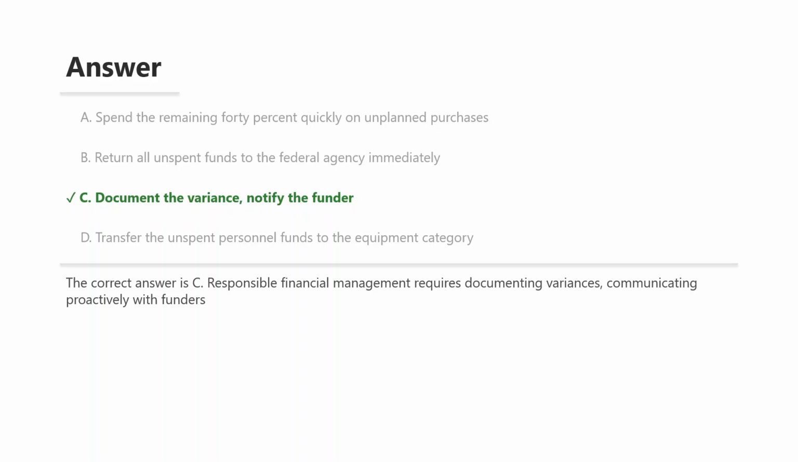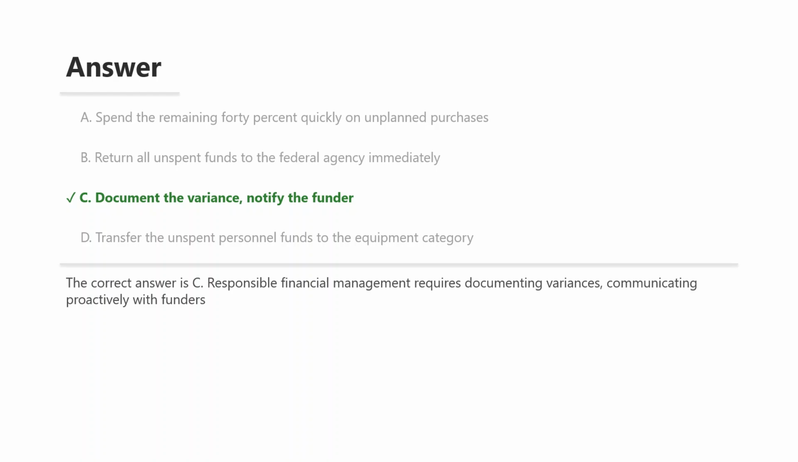The correct answer is C. Responsible financial management requires documenting variances, communicating proactively with funders, and following proper procedures for budget modifications or no-cost extensions.